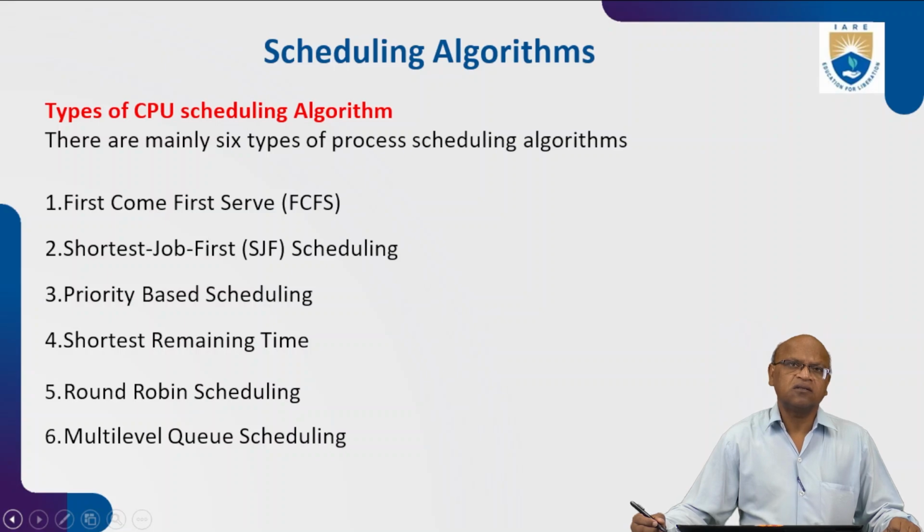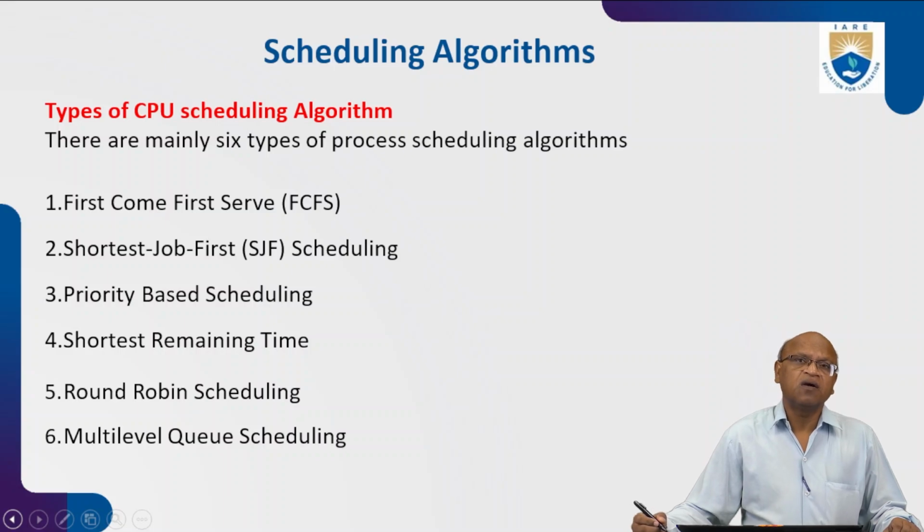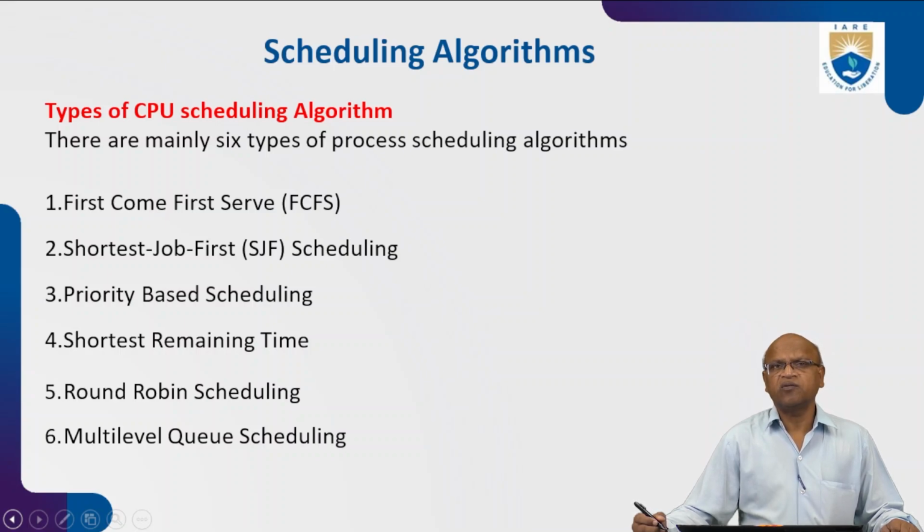processes. The types of CPU scheduling algorithms: there are mainly 6 types. First come first serve, shortest job first, priority based scheduling, shortest remaining time, round robin, and multi-level queue scheduling. These are the programs, rather you can say the OS, to handle the CPU, deciding which process is to be executed first, and these programs will decide as per the requirement of the user. So let us see one by one.